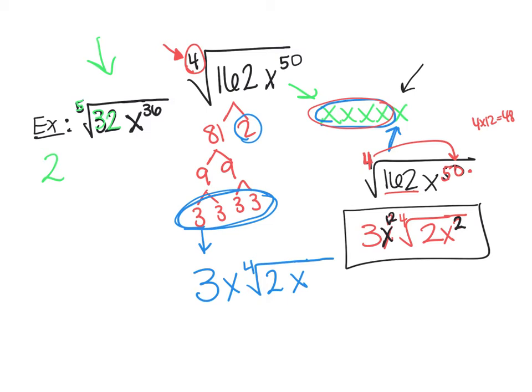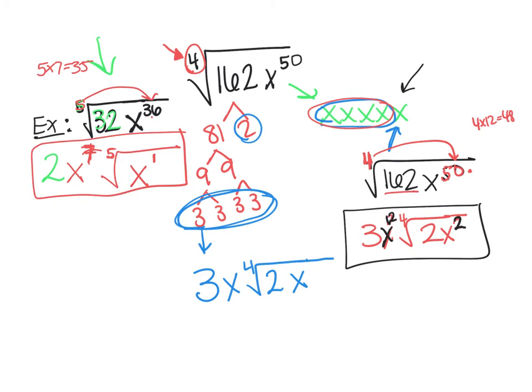Now, thinking about my variables, again, I'm not going to list out 36 x's and find groups of 5. So instead, I'm going to think about how many times 5 goes into 36. Well, 5 goes into 36 7 times. Think about it. 5 times 7 is 35. That's then the exponent outside my radical with 1 left over. And then don't forget that this was a fifth root, so I need a 5 on the index of my final answer.